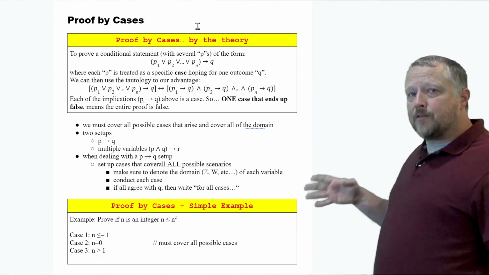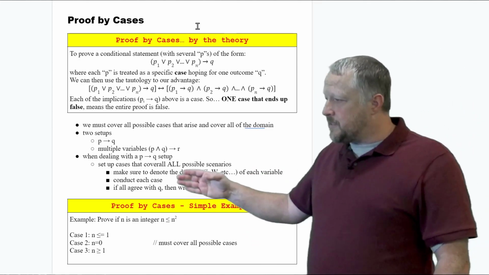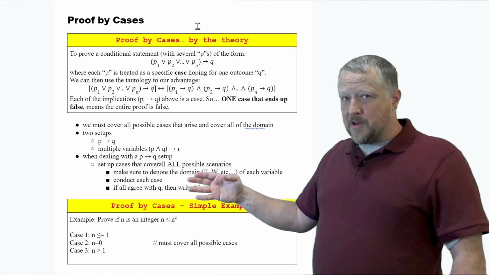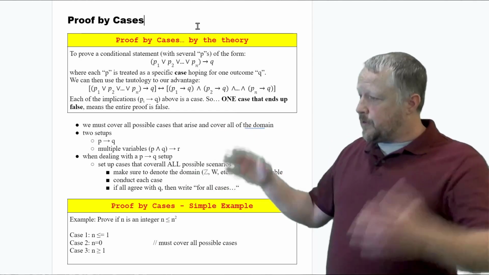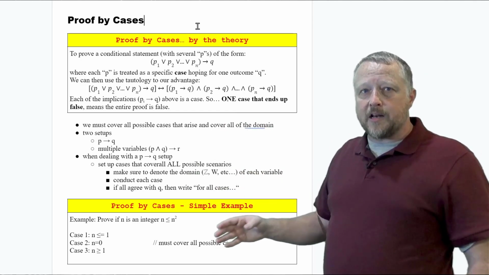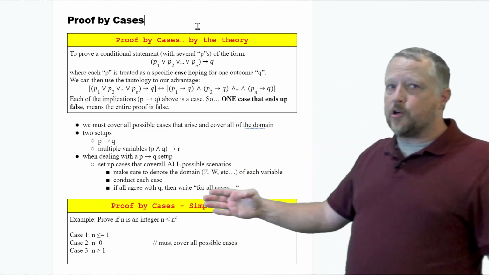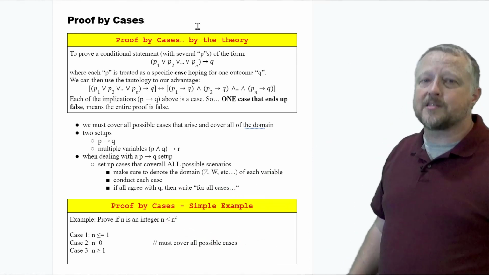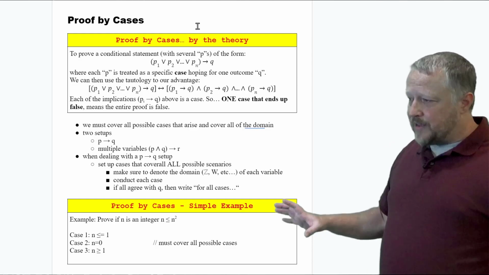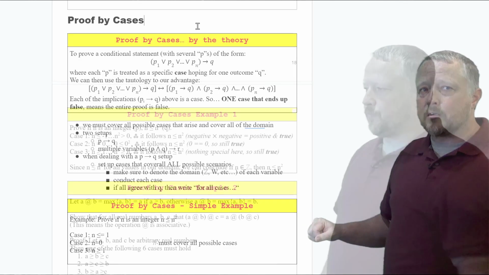For each of the variables, we're going to conduct each case. To be honest with you, we can be kind of short on that too, meaning that if we happen to find a false, then we're done. That's all we need. But if all cases agree with Q, then, therefore, using proof by cases, it is true. So that's the overall setup of how it's going to look.